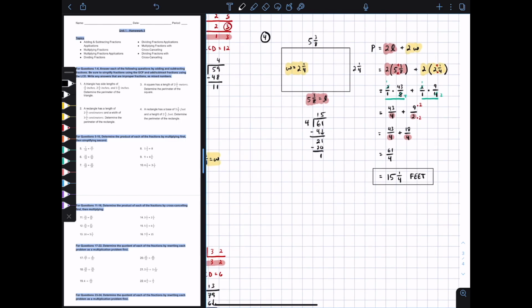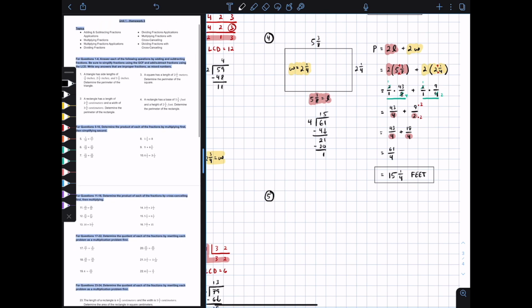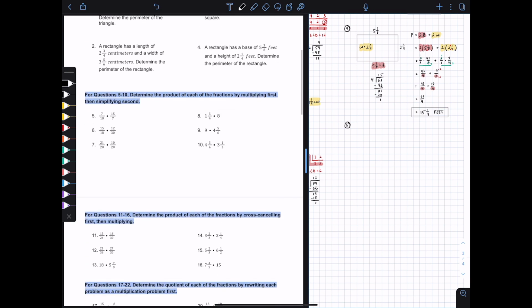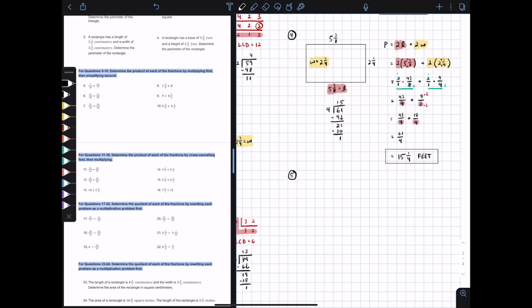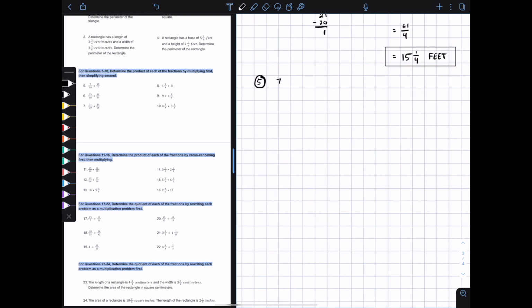Okay. Moving on to number 5. Determine the product of each of the fractions by multiplying first, then simplifying second. Okay, so this is kind of the most basic way of multiplying fractions before you learn about cross-canceling and things like that. So let's just take this 7/10 and let's multiply that by 15/7.